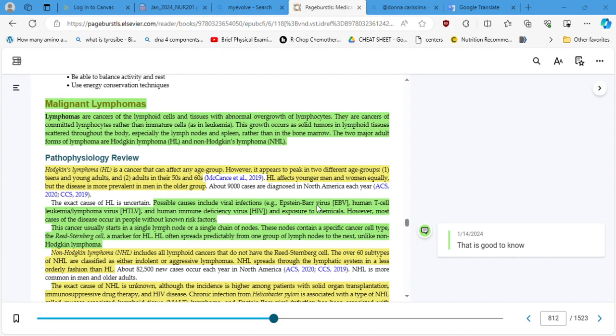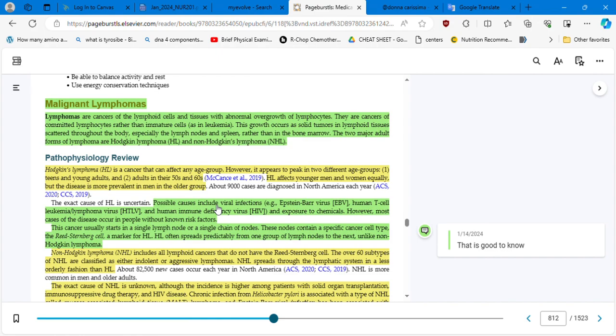Also, in terms of intervention, they are talking about the different types of radiation, chemotherapy, and they are mentioning specifically the CAR T therapy. So we're going to focus on that, and we are going to expand a little bit more based on whatever I see and I know is going to come in your NCLEX exam.